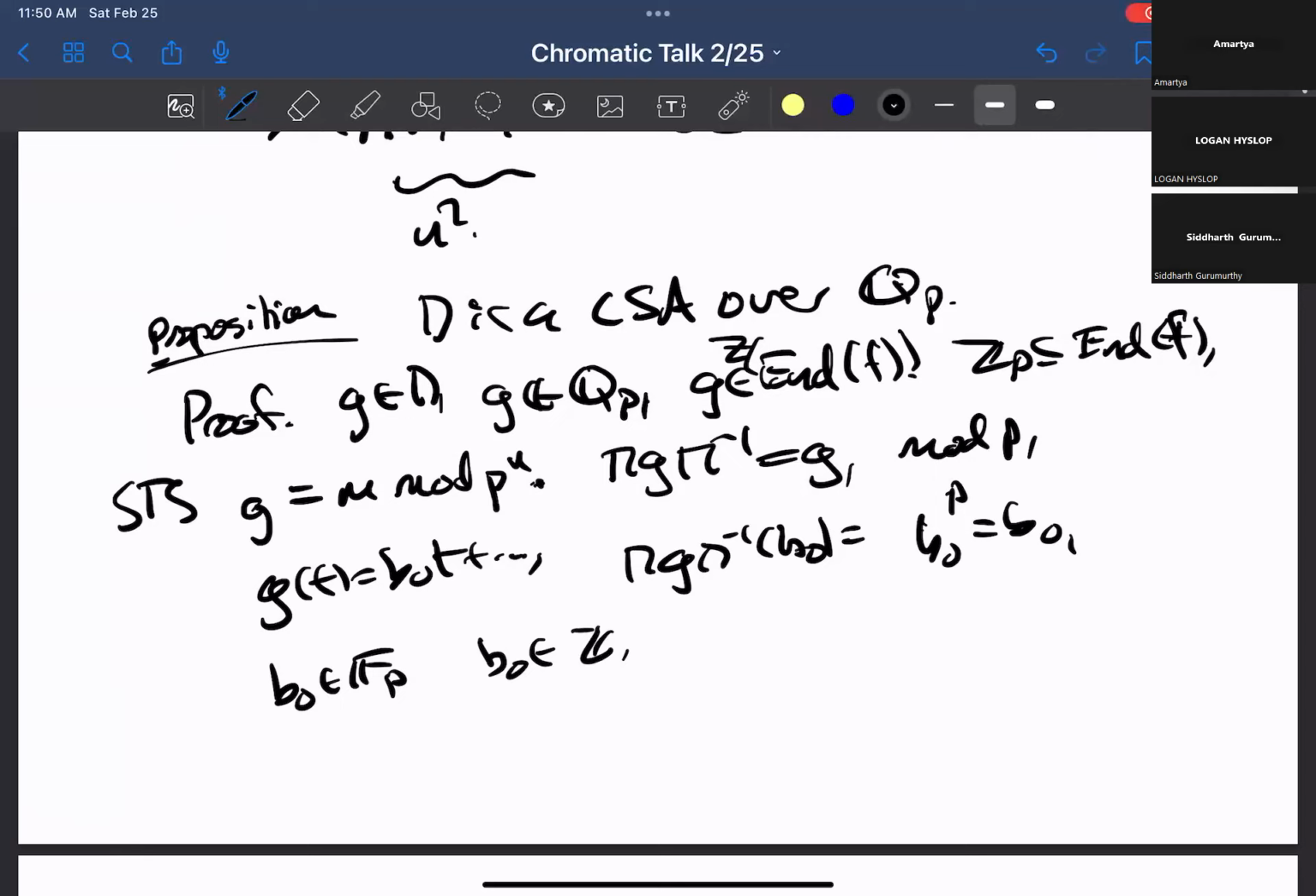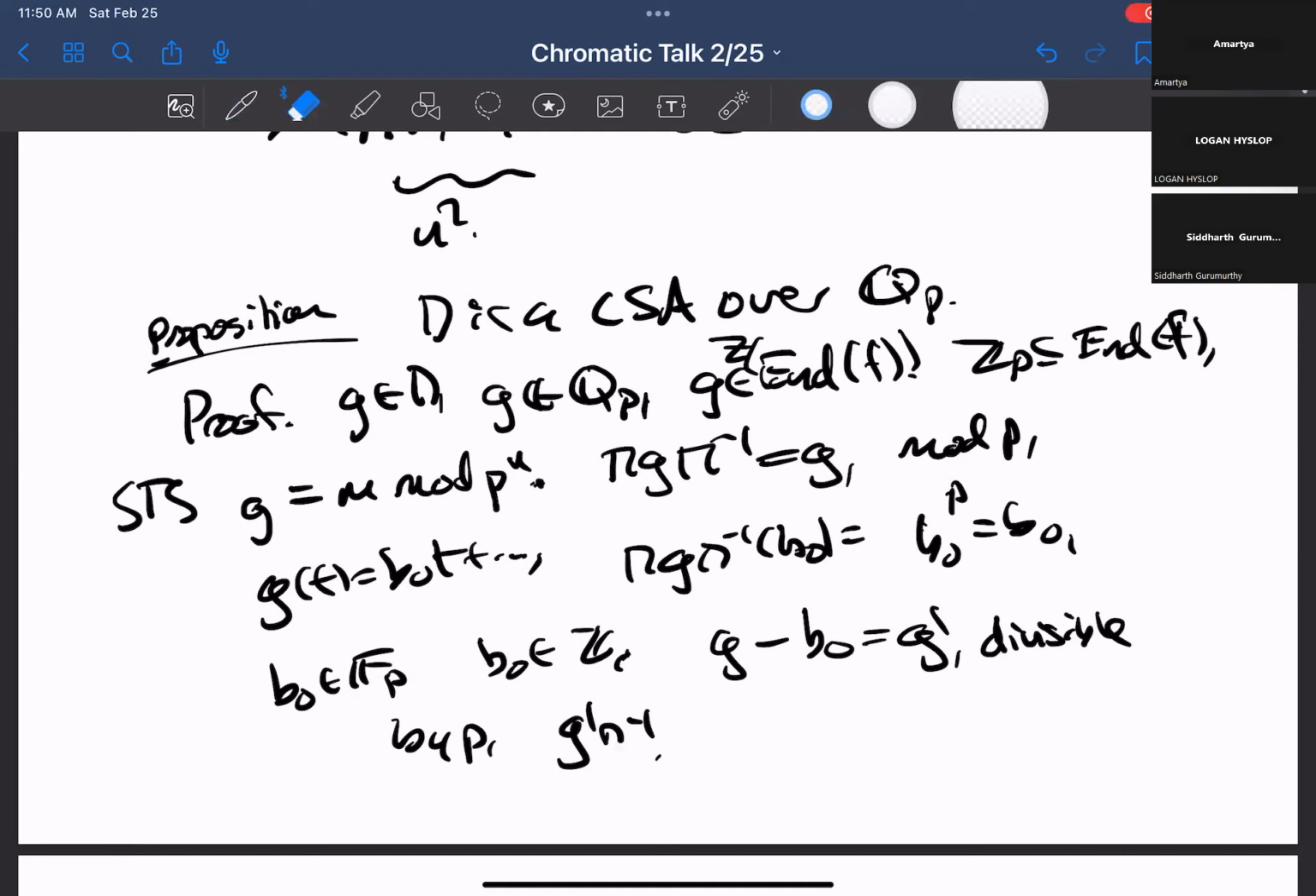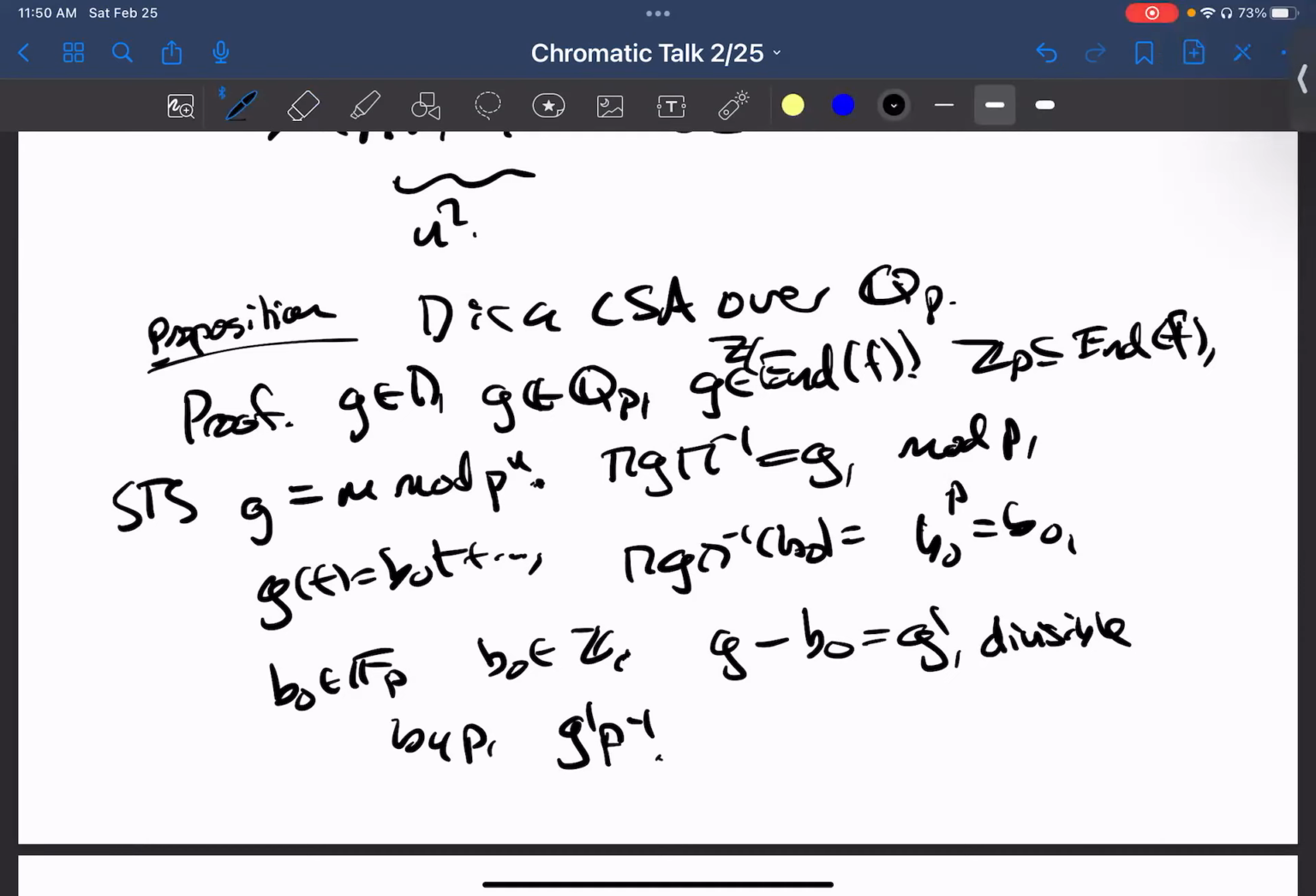So g is equivalent to some integer modulo p, and then we can take g minus this integer b_0, and call this g prime. Then we can continue down because now this is divisible by p, so we can take g prime p inverse and continue on by induction. Eventually we get some power series in p, which converges to g, and all its coefficients are integers, so g is in ZP.